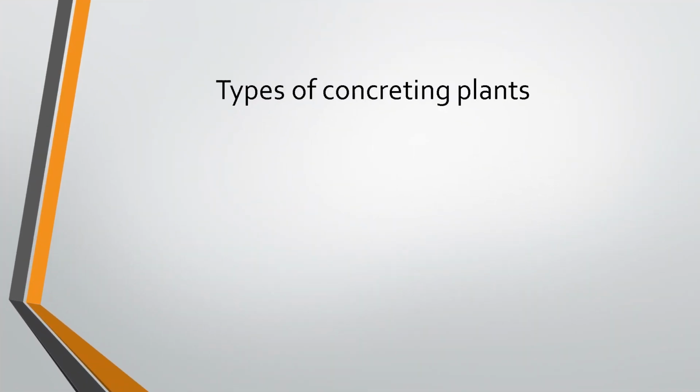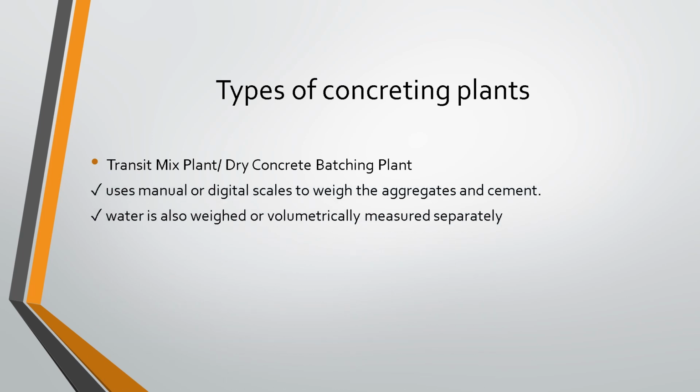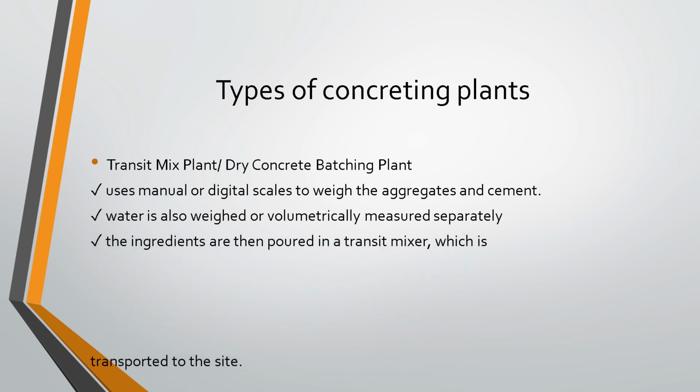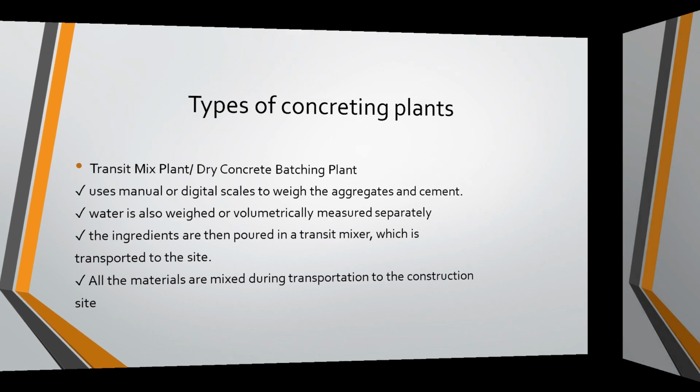The learning outcome number 2, which is types of concreting plants. The first one is transit mix plant or dry concrete batching plant. This plant uses manual or digital scales to weigh the aggregate and cement. Water is also weighed or volumetrically measured separately. After all the aggregates have been put into the plant, all materials are mixed during transportation to the construction site.